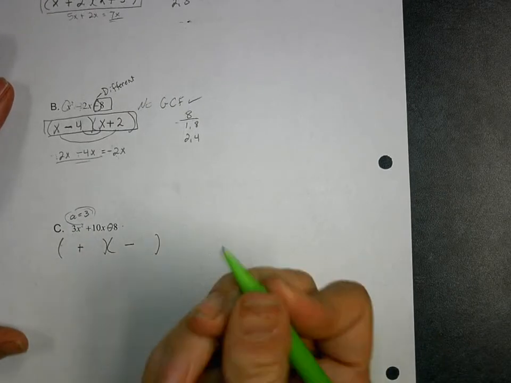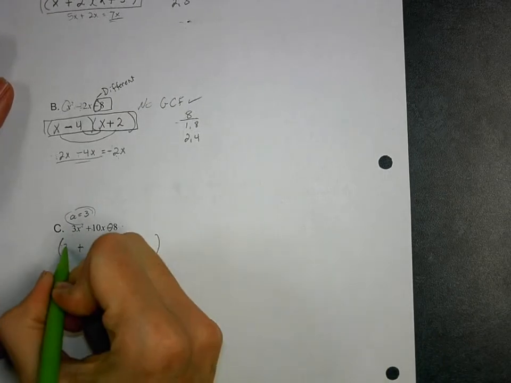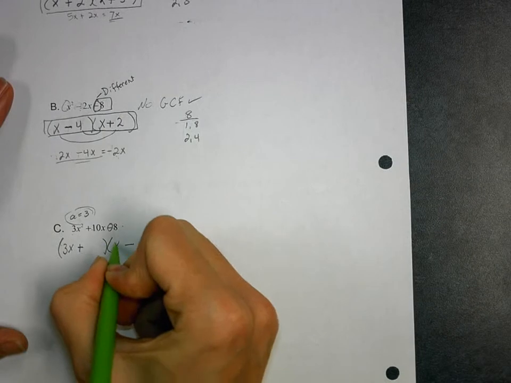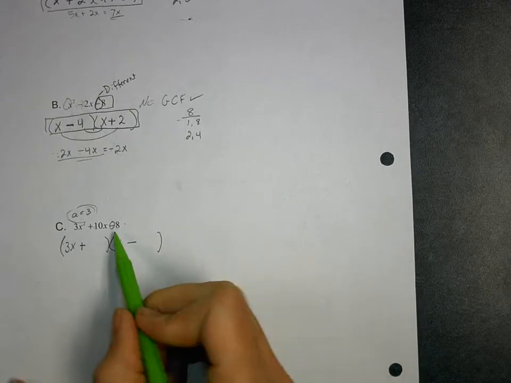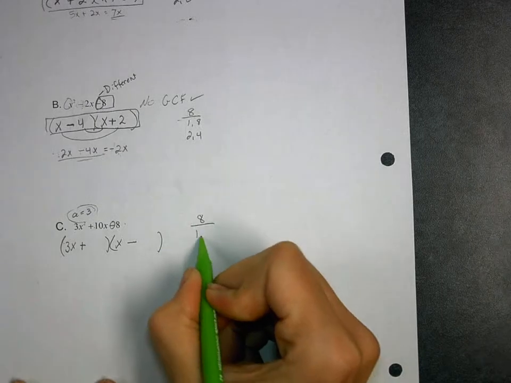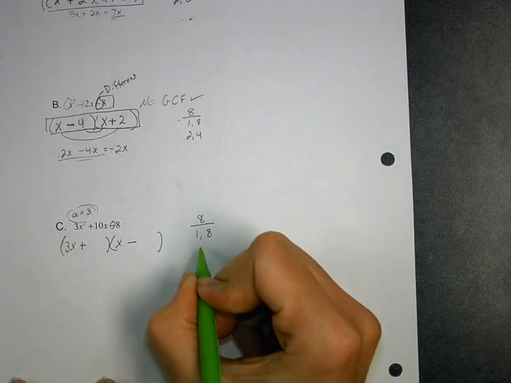So for one of these, I'm going to put a 3x, and I'm going to put an x. Now, I don't know which one to put where, so I'm just putting them down. Erasers do amazing things if we want to change it. So then I go, okay, we're back to 8 again. And we know factors of 8 are 1 and 8, 2 and 4.